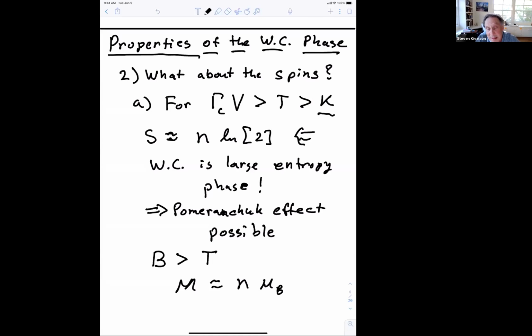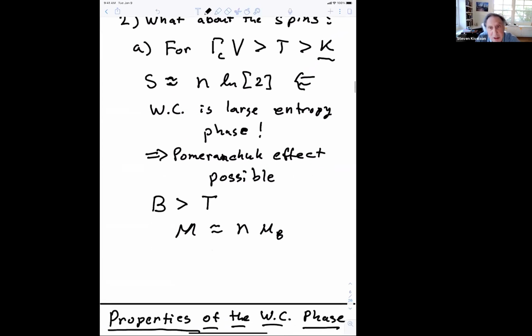And what that means is that a Pomeranchuk effect is possible, something that I will get back to later in this talk. It also means that the system is highly polarizable. As long as B is higher than the temperature, then all of the spins will be spin polarized. And since the magnetization density will be the electron density times the Bohr magneton.